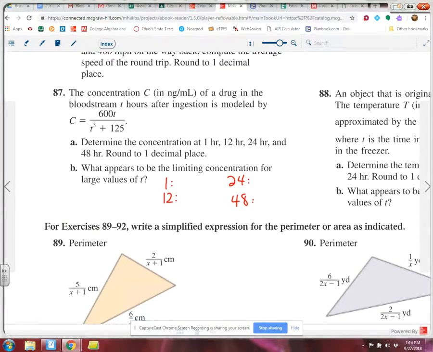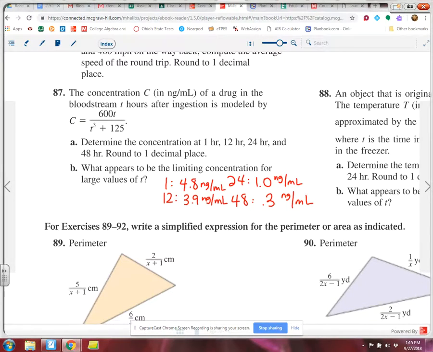Gentlemen, you got an answer for 1 back there? 4.8? That would be nanograms per milliliter. Gentlemen up here, you have a number for 12 for me? 3.9. Ladies, how about for 1 day? 1.0. And for 2 days, I have 0.3. Any questions on that? No?